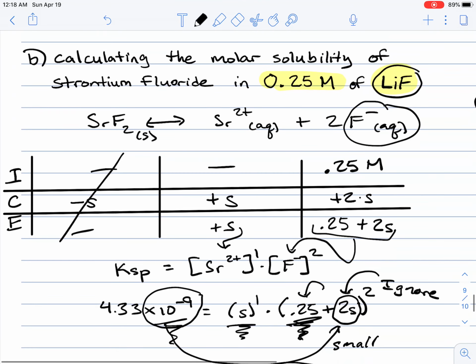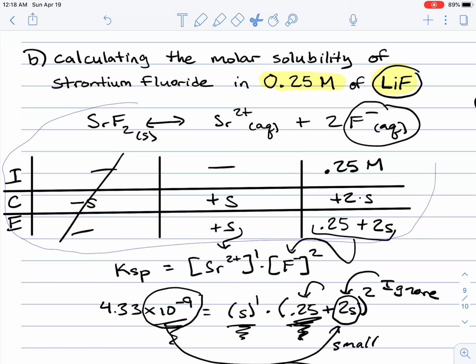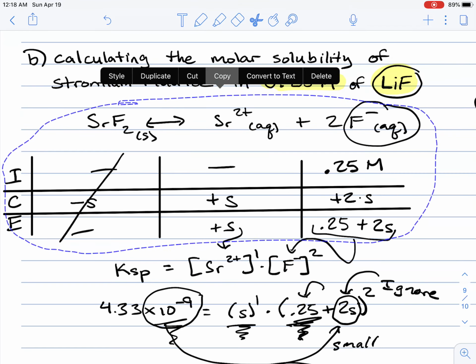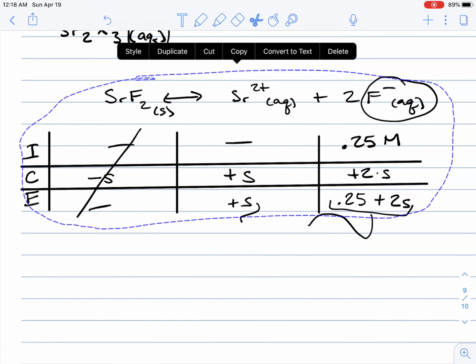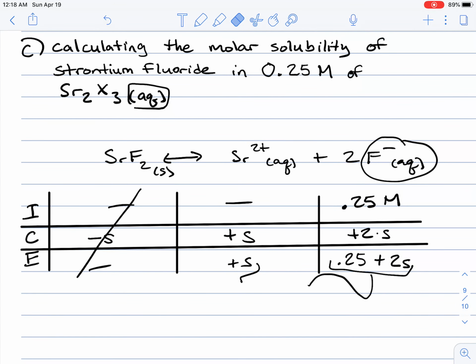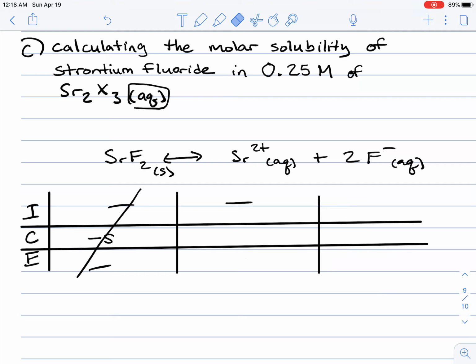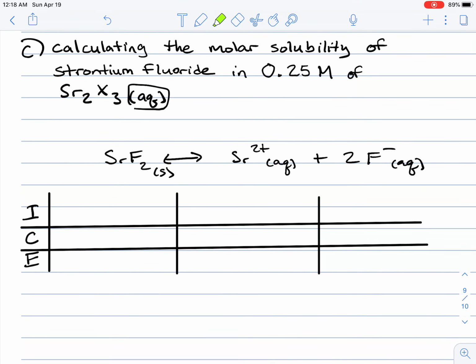Very similar to what we've done, I'm going to copy some of the ICE table and the balanced chemical equation and all of that stuff. So I'm going to copy this, and I'm going to erase some stuff just to reset it for this problem. And so we're going to determine the molar solubility when strontium fluoride is in 0.25 molar of this guy.